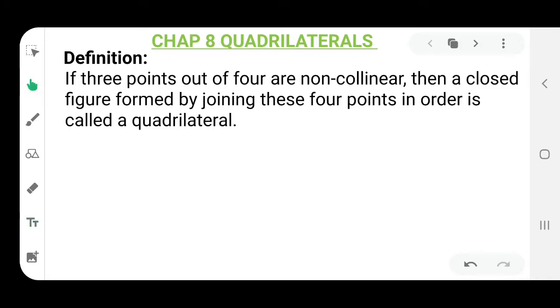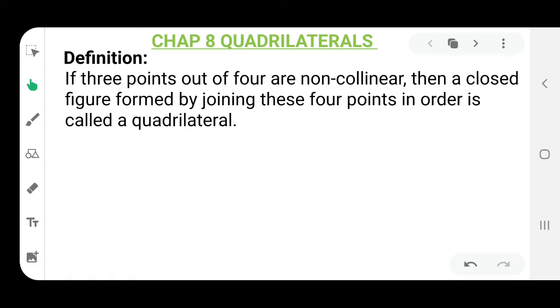Today we are going to start chapter number 8, Quadrilaterals. Yes, chapter number 8, Quadrilaterals, is a chapter from the geometry part. You have to do this in your geometry book. Quadrilaterals is not a new word for you. You must have studied quadrilaterals in your previous classes also. So here again in class 9, we are going to discuss quadrilaterals.